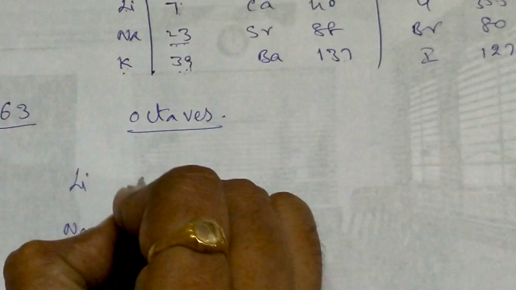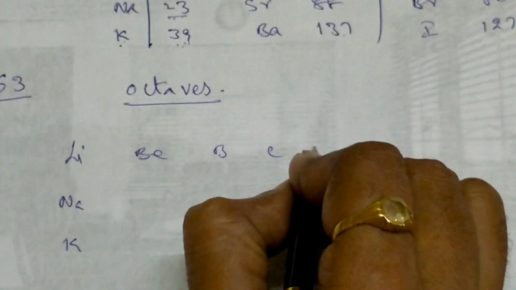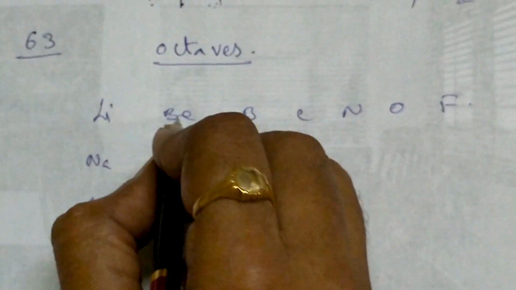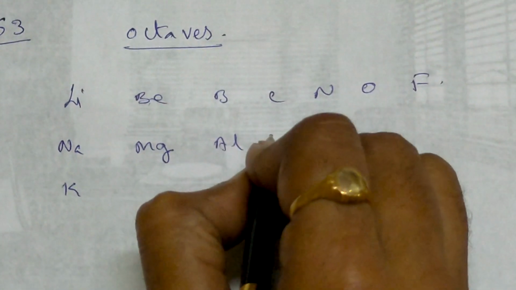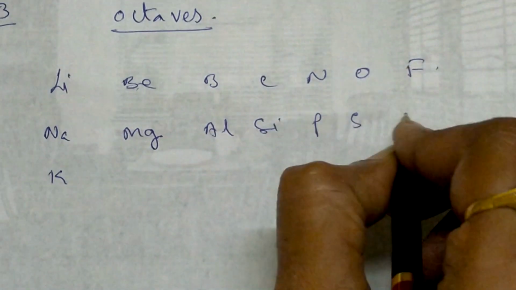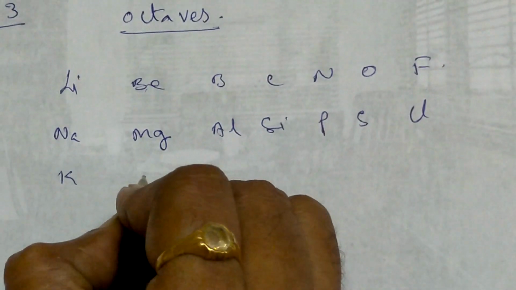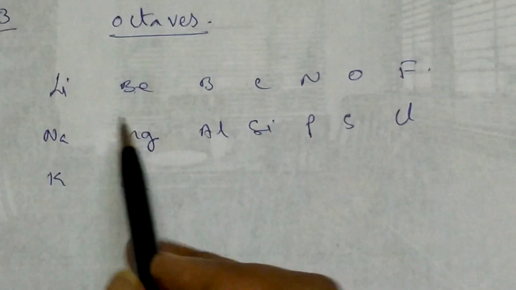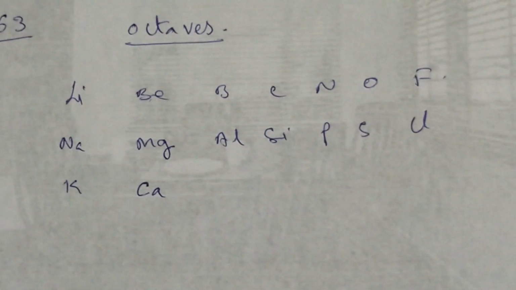After lithium, beryllium was already known at the time: beryllium, boron, carbon, nitrogen, oxygen, fluorine. Up to here they knew. After beryllium they knew magnesium, aluminium, silicon, phosphorus, sulfur, chlorine. Then beryllium, magnesium, calcium he made here. So 2, 3, 4, 5, 6, 7, 14 plus 2, 16: he made it as 2 octaves like this.